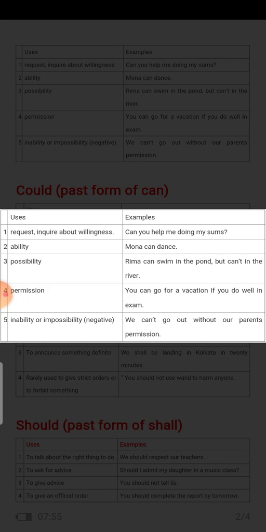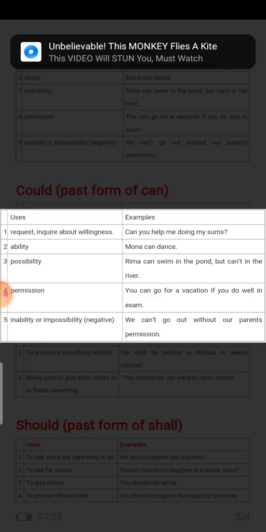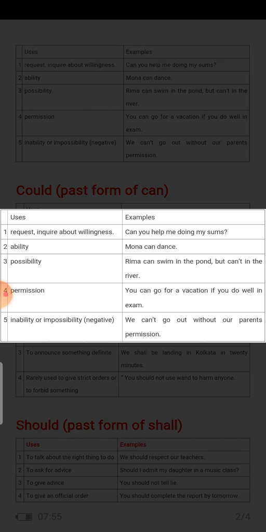Inability or impossibility, that is negative. Negative means we have to use no or not. We can't go out without our parents' permission. So if the parents will not give the permission, we are unable to go out.